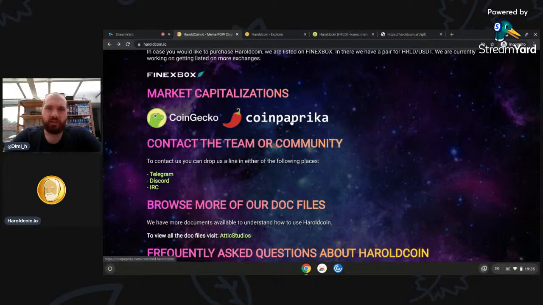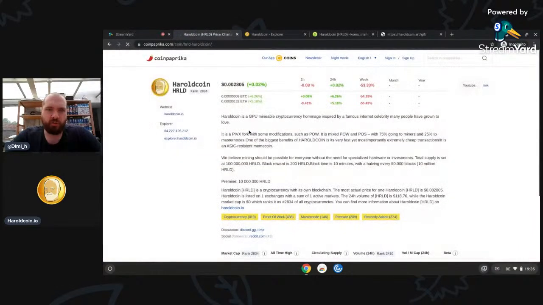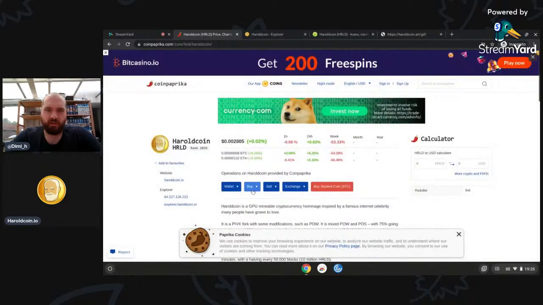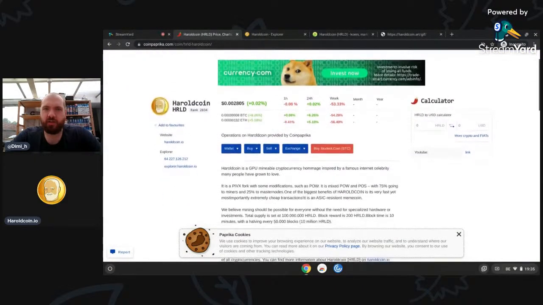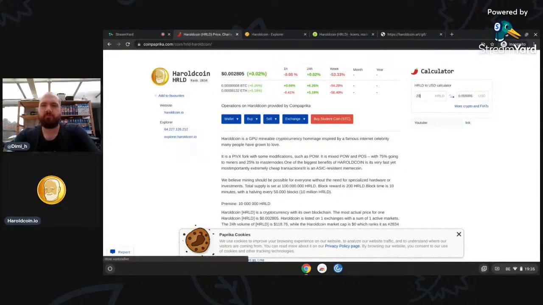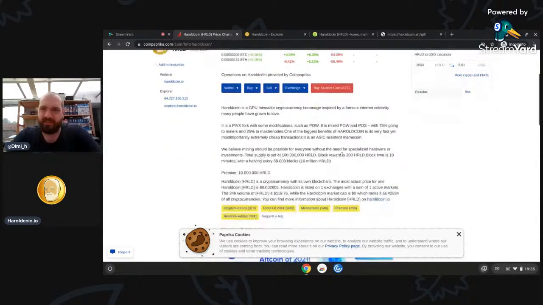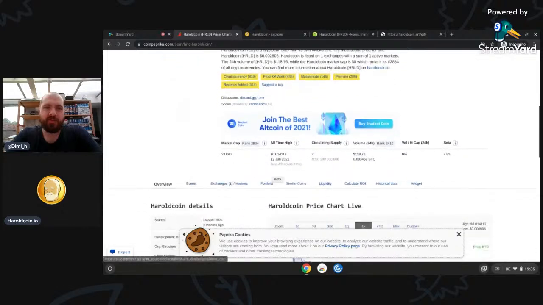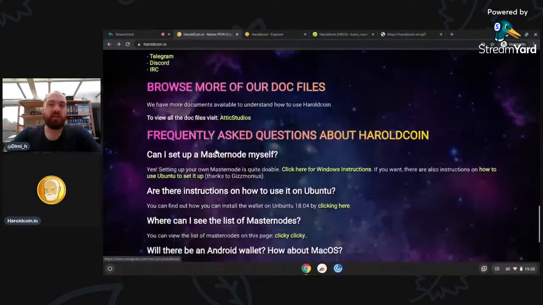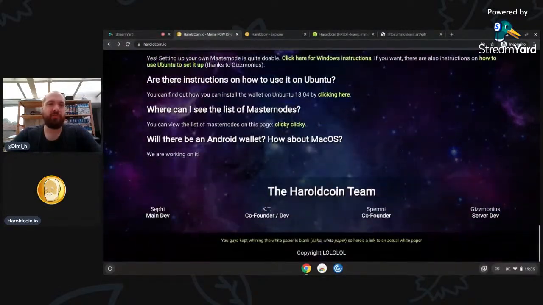So CoinGecko, I noticed. CoinPaprika, I'm going to take a quick peek. There we go. So even listed here. So if you've got 2,000 Harolds, you've got $5 US. Good to know. So price indications, etc. Nice, nice. So yes, is there anything else you want to share with our viewers?